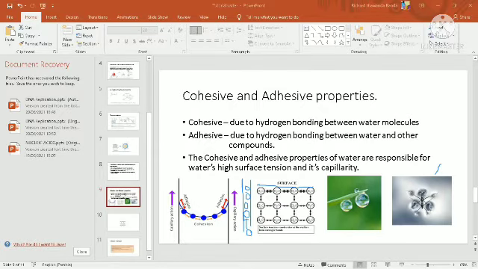The same can be seen if you were to put water in a beaker. You would have the water molecules sticking together by cohesion, and then you would have them sticking to the walls of the beaker by adhesion. And then as a result of the cohesive and adhesive properties, you would have that meniscus forming.